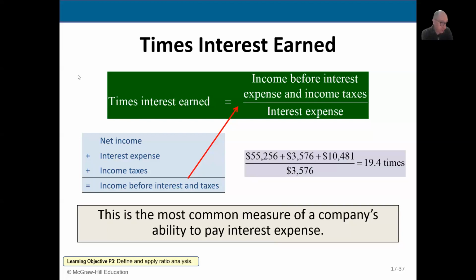This one under solvency is the times interest earned. Very simply put, it tells us about the company's ability to make interest payments on its debt. To find this, we take income before interest expense and income taxes, found on the income statement, divided by interest expense, also on the income statement.